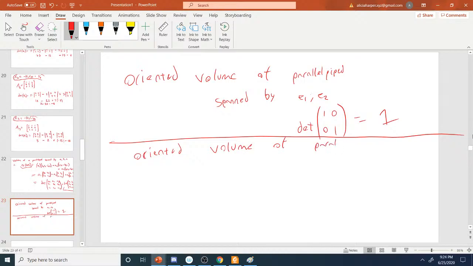On the other hand, the oriented volume of the parallelepiped spanned by E2, E1, where I've changed the order, is the determinant of 0, 1, 1, 0, which is negative 1. So by switching the ordering of these two vectors, I have switched the oriented volume by sign. However, both of these parallelepipeds have the same absolute volume. So if you take the absolute value of this, you get 1, and if you take the absolute value of this, you get 1.